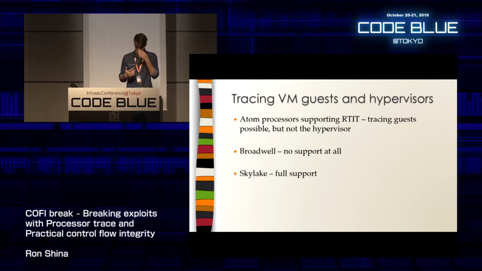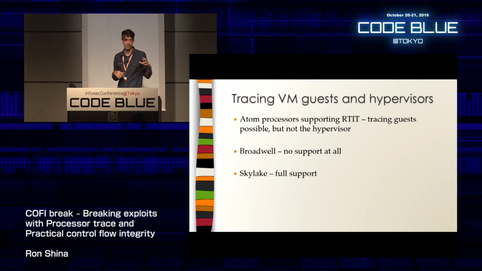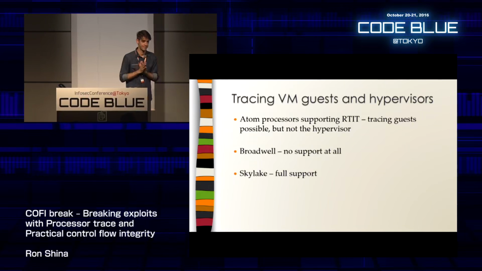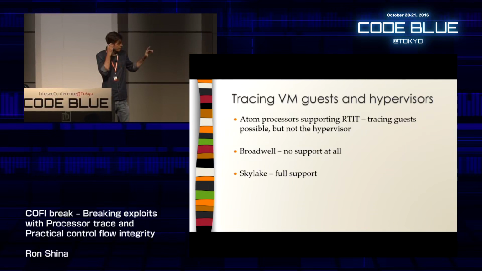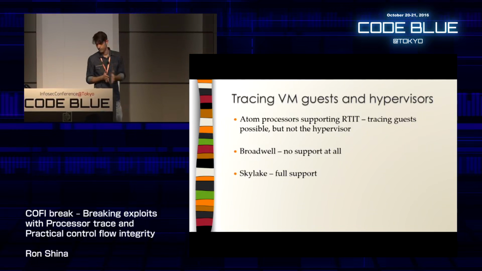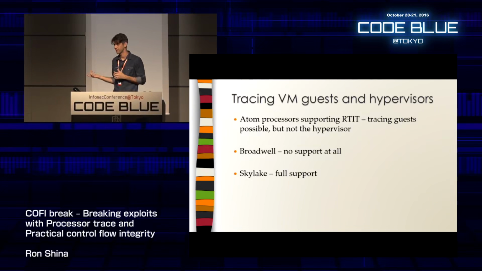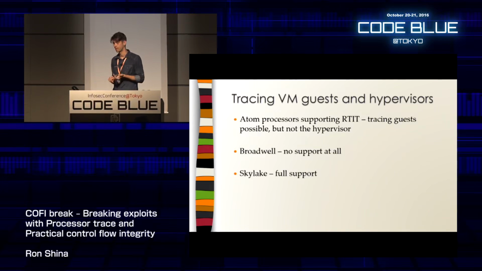Another thing you'd be interested in is tracing virtual machines. Well, the Intel Atom processors that support tracing, they support tracing the guest and not the hypervisor. Broadwell has no such support. And on Skylake, you can trace the hypervisor or the guest or both.